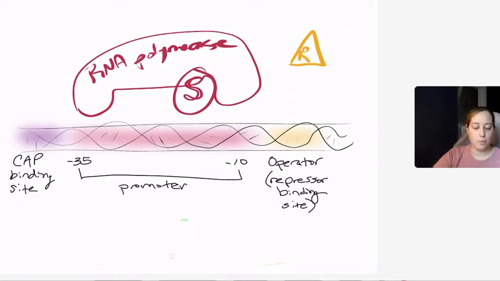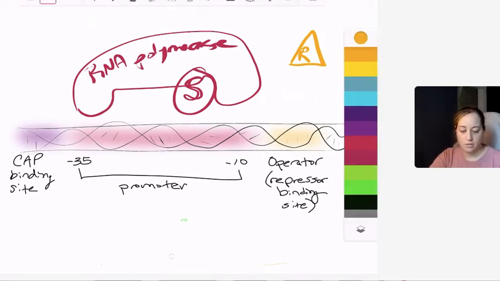And whether or not the repressor is there is not determined by the scenario we're going to talk about. So here's our repressor. Our repressor can bind right here to the operator. So I'm going to show our repressor actually binding to the operator here.